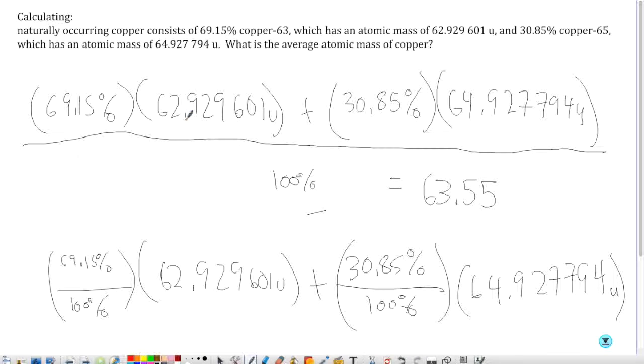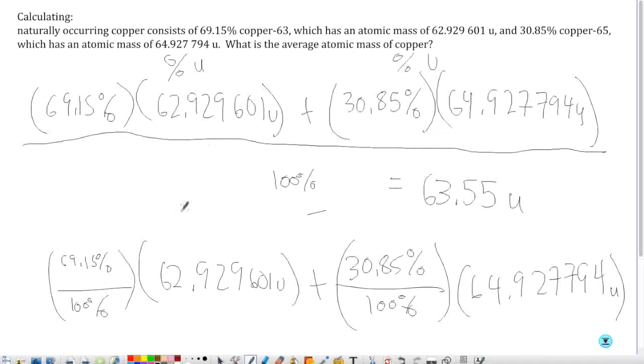Then I know that my unit for this top product will be percent U, and this one will be percent U. So when I add them together, the top is just going to have the unit of percent U and divide by percent, so it's just going to be U. I want an average atomic mass, so I know that the average atomic mass is going to be U. It's going to be a relative atomic mass, okay?